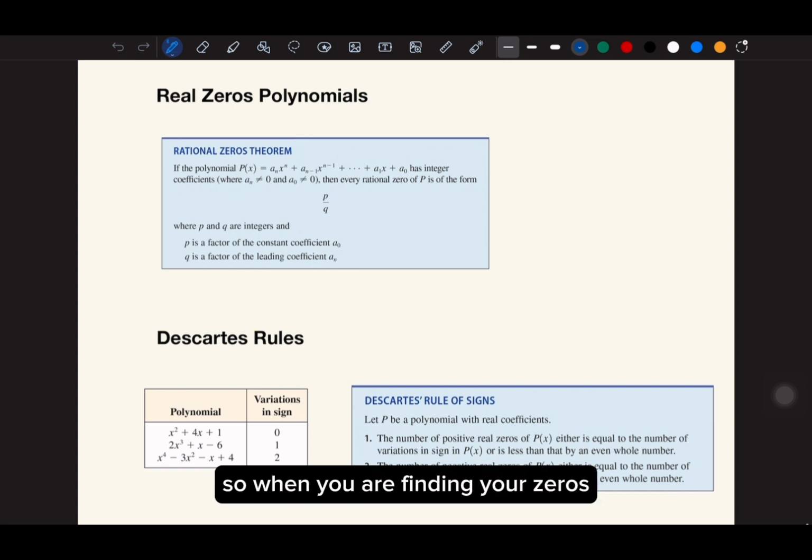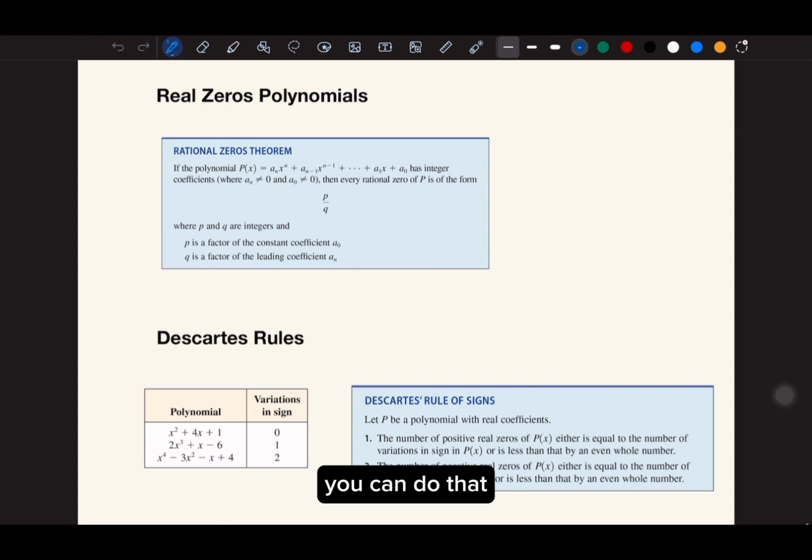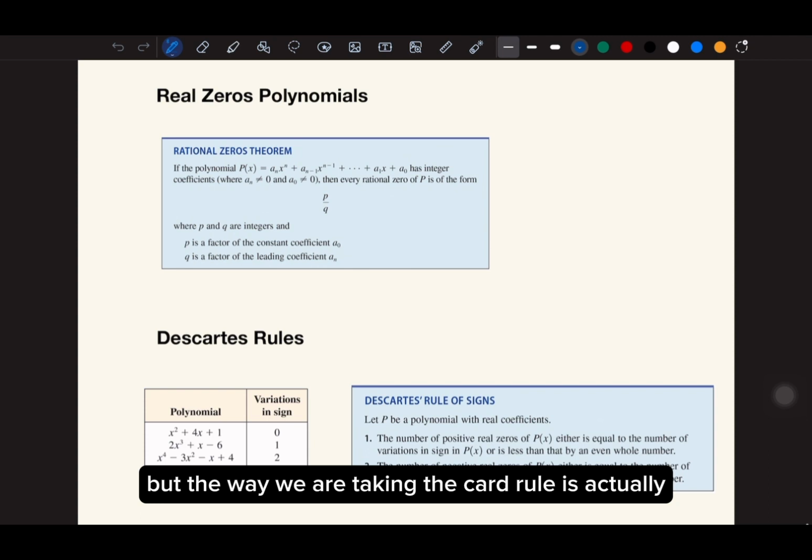So when you are finding your zeros, before you put numbers into the function, you can do that, and then you can also try Descartes' rule. Perhaps the sentence is quite ambiguous, or maybe too long, too many words. But the way we use Descartes' rule is that we count the variations in sign change.